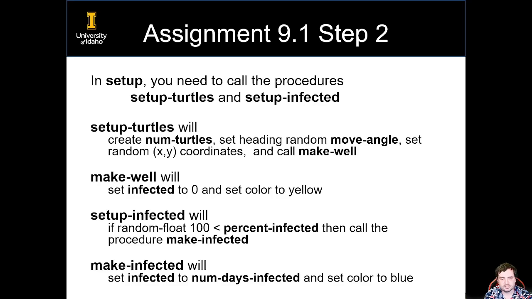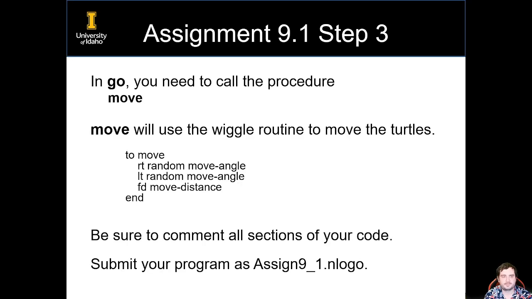Set up infected is very much what we did. We're going to do a procedure called make infected. And make infected is going to set infected to the number of days infected and set the color to be blue. On go, we're going to have the procedure move. Move is going to use a wiggle routine that we did before in order to move the turtles. So they're going to turn right a random amount, left a random amount, and then go forward the move distance. We're going to make sure we comment on our code.